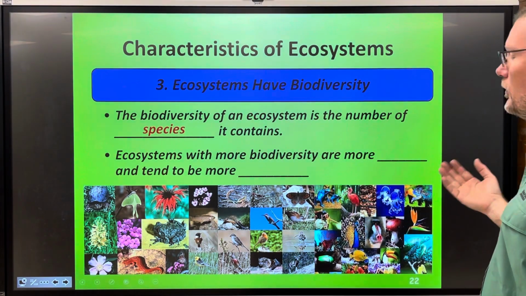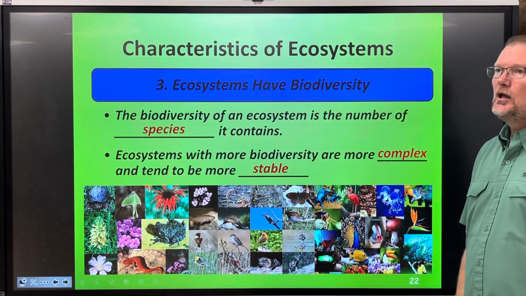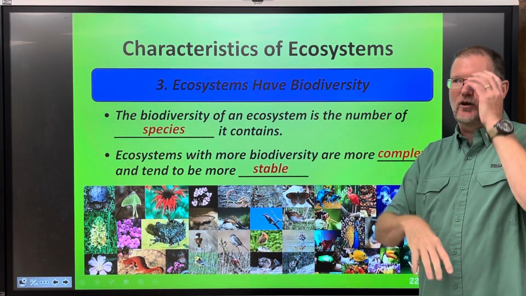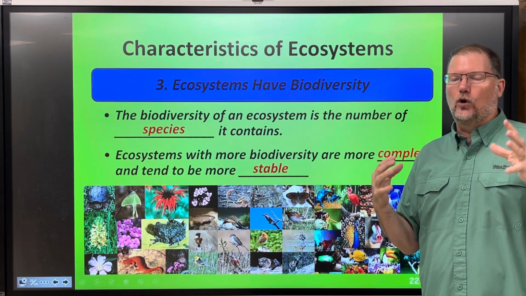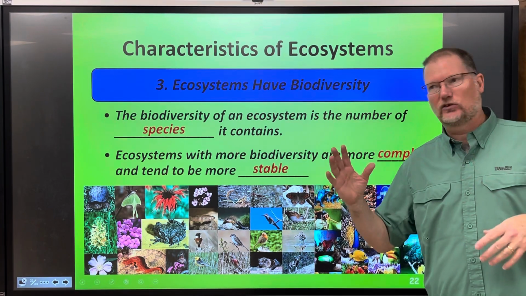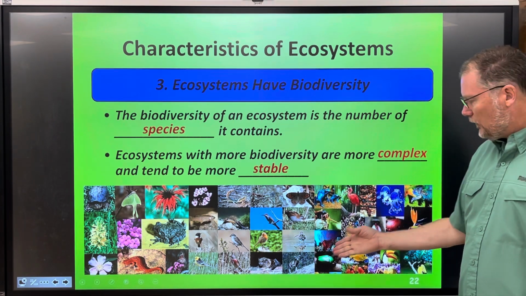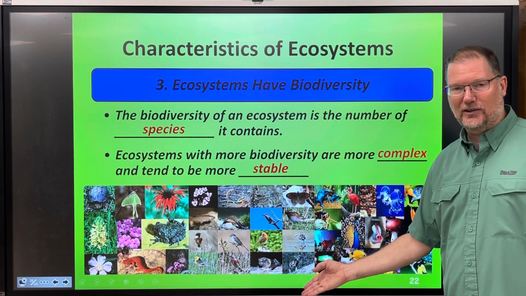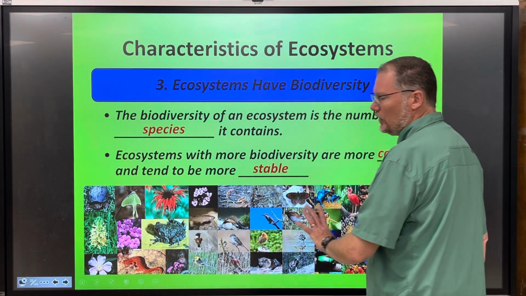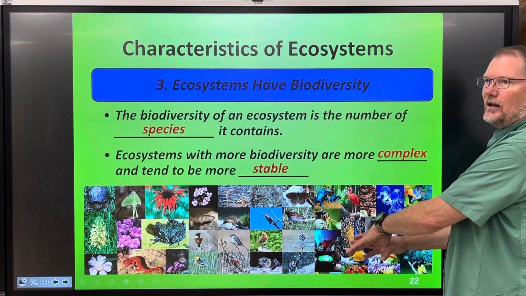And ecosystems with more biodiversity are more complex and tend to be more stable, because you can get something from the outside, like a volcanic eruption or a hard freeze, or a heat wave or a tsunami or something like that. And maybe it'll only wipe out a third of the populations, different species, right?